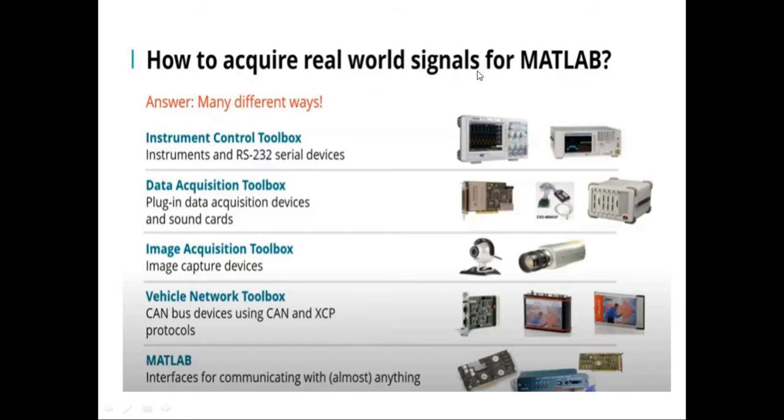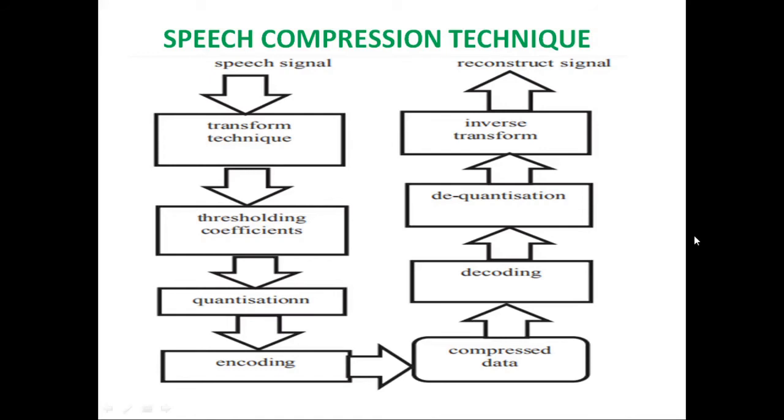There are so many different ways of acquiring real-world signals. We can make use of the instrument control toolbox, data acquisition toolbox, image acquisition toolbox, vehicle network toolbox, and also we can make use of MATLAB for interfacing and communicating with external devices. Now we'll discuss the speech compression technique in general.